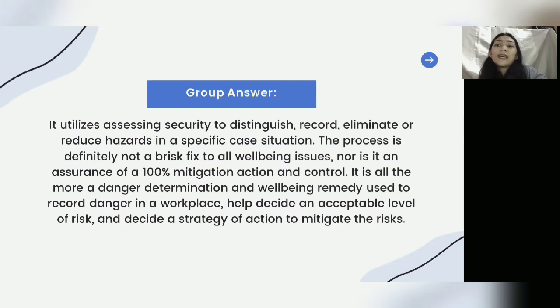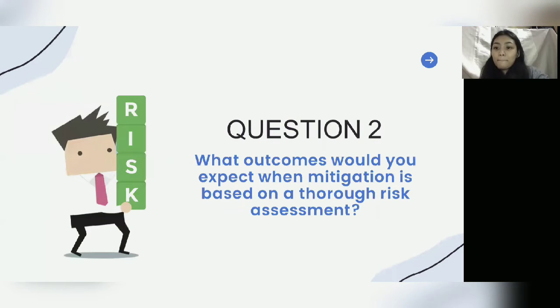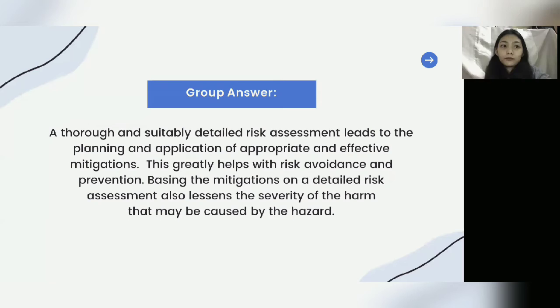So for the second question, what outcomes would you expect when mitigation is based on a thorough risk assessment? Okay, so as I have said, risk assessment is identifying hazards. So if we have conducted a thorough risk assessment, then we would be able to know what appropriate and effective mitigations to do. It also helps with risk avoidance and prevention.